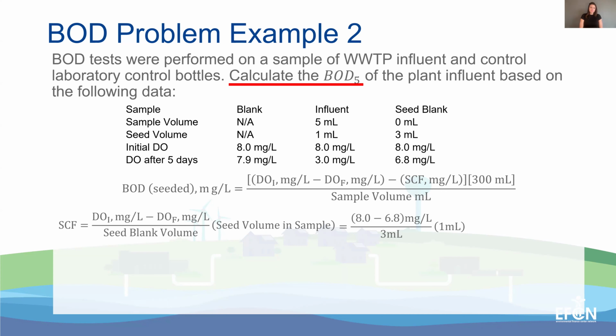So the way we plug that in is going to be our 8 milligrams per liter minus my 6 milligrams per liter of the final DO. We divide that whole thing by the 3 milliliters of our seed volume, and we multiply that by the 1 milliliter of the seed spike added to the regular wastewater sample. That would equal 0.4 milligrams per liter.